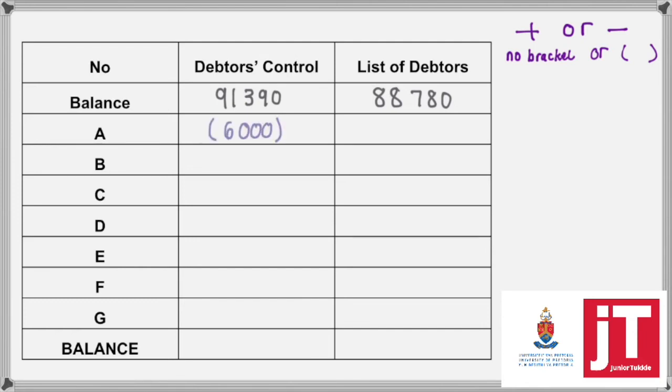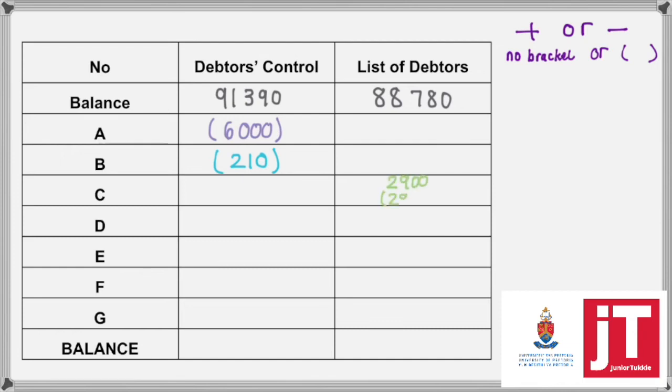So the first one is where we overcost the sales column and the control account was too much. So we have to minus it off the control account. So 6,000 Rand in brackets. Then number B, yet again, was an undercost of a minus. So I minused too little on the debtor's allowance journal. So I must minus some more to get it to the correct total. So minusing and putting it in brackets, 210 Rand.